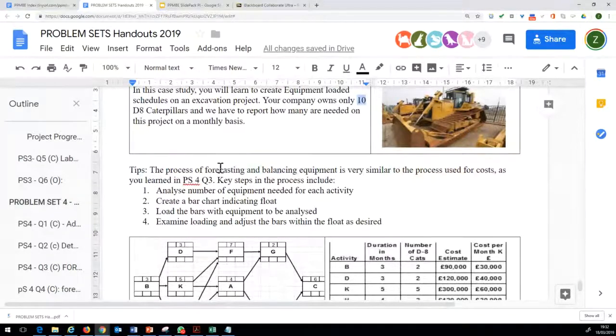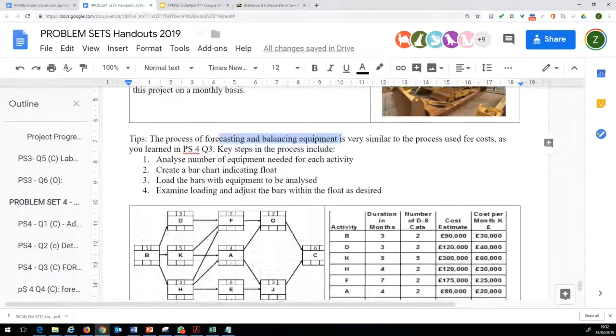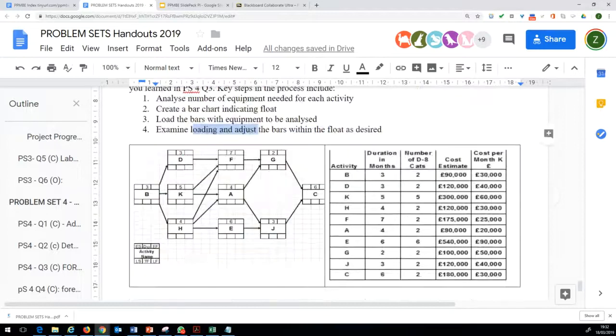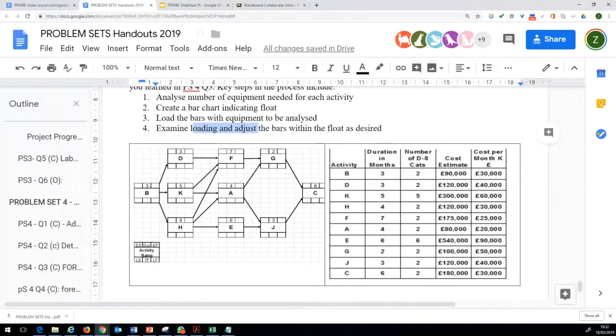The process of balancing equipment is very similar to the process used for the costs, as you learned in the previous example. So key steps would involve: analyze the number of equipment needed for each activity, create a bar chart indicating the float, load the bars with equipment to be analyzed, and examine loading and adjust the bars within the float as desired. So here you can see different activities and the duration and the number of caterpillars which are required for each.